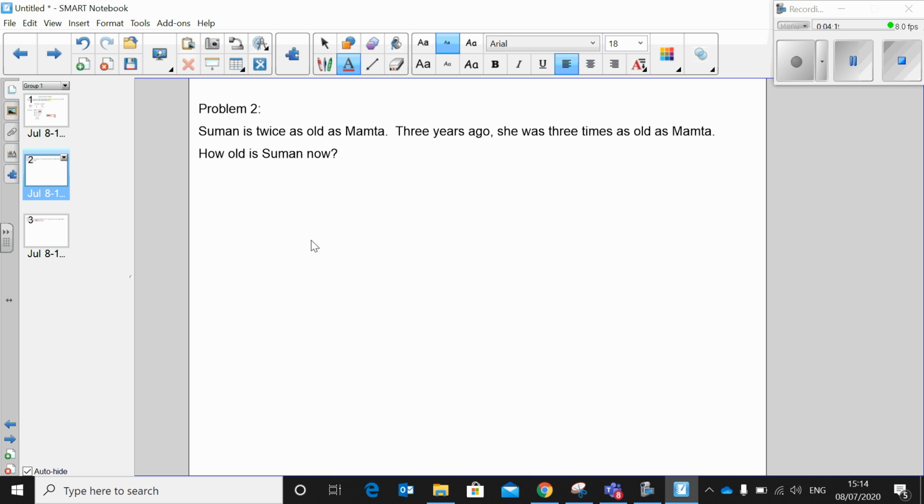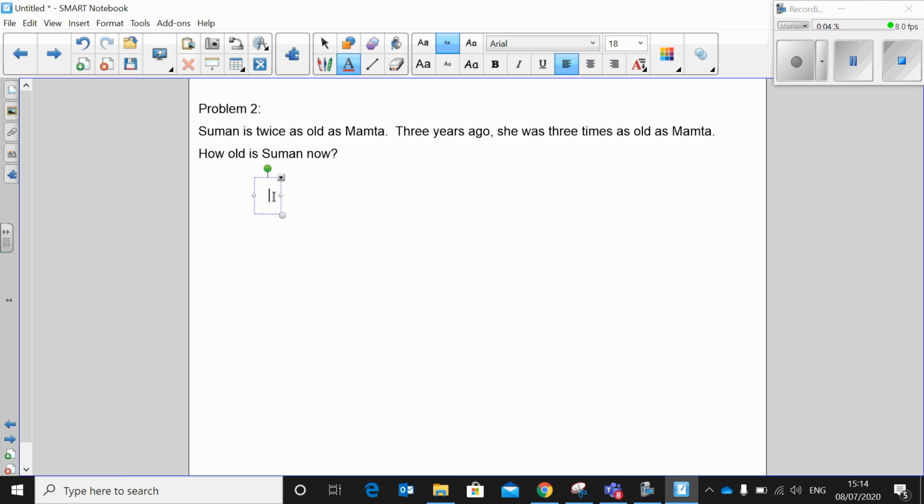Now, let us move on to the second sum. Suman is twice as old as Mamta. 3 years ago, she was 3 times as old as Mamta. So how old is Suman now? They are talking about two persons, Suman and Mamta. So let us take the table now, with present age and 3 years ago. That means 3 years before, what are the ages? One character is Suman, the other character is Mamta.